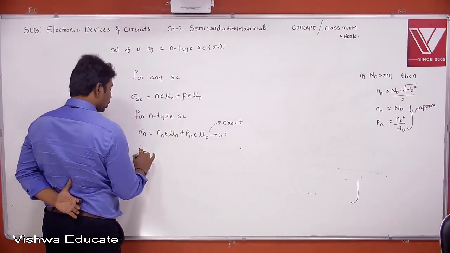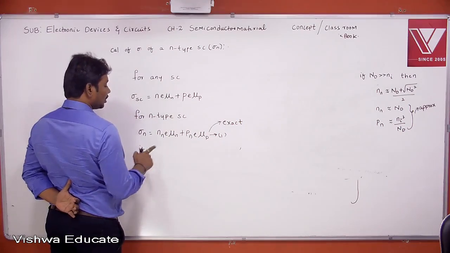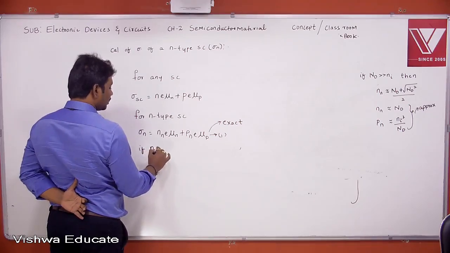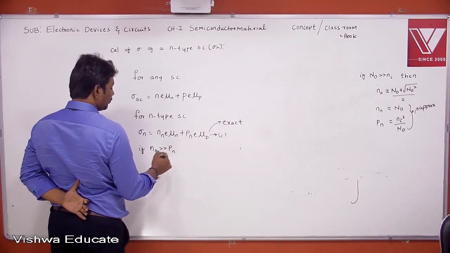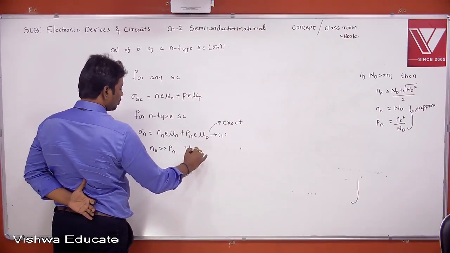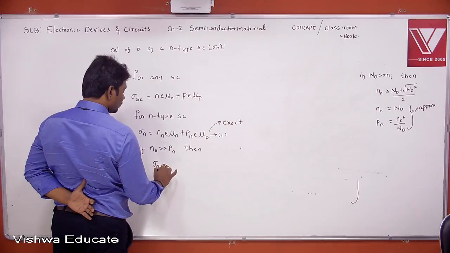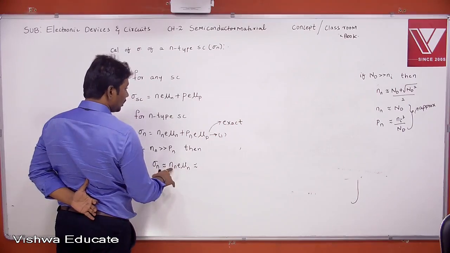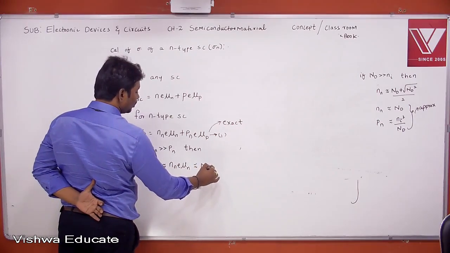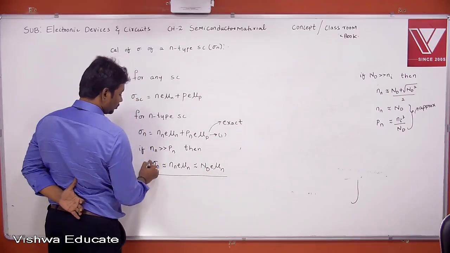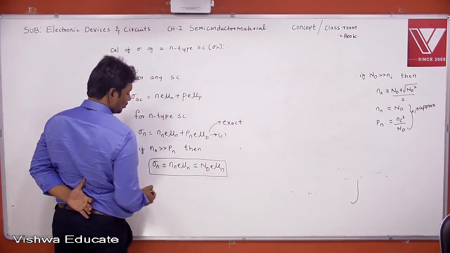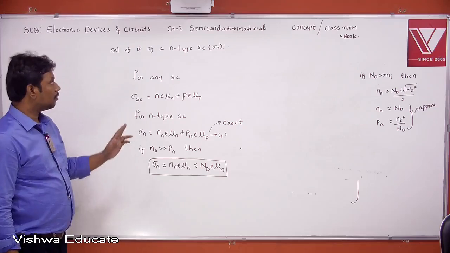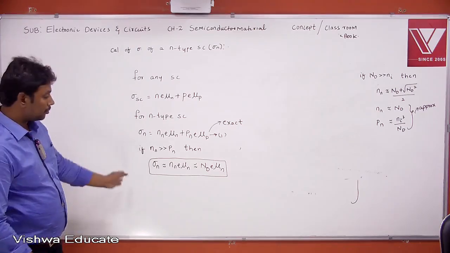Now I can also go for an approximation. In an n-type semiconductor, electrons are the majority carriers and holes are the minority carriers, so the free electron concentration is far greater than the hole concentration. Then sigma n is approximately equal to Nn into E into mu n. In the approximation, the free electron concentration is Nd, so that is Nd into E into mu n. This is the conductivity equation of an n-type semiconductor. Copy.